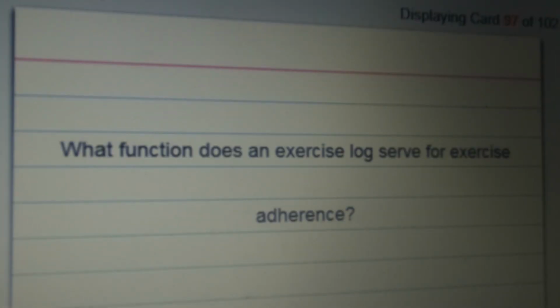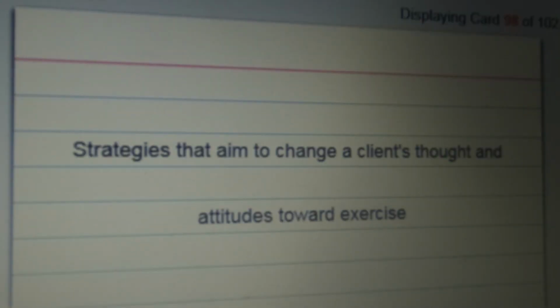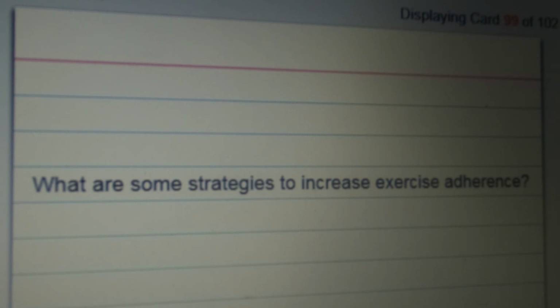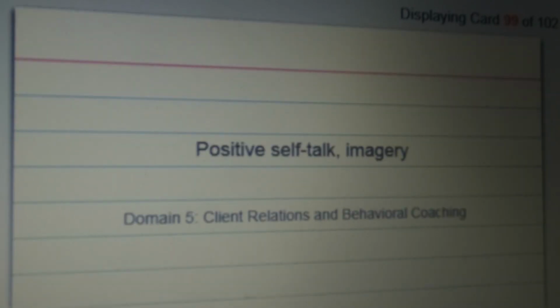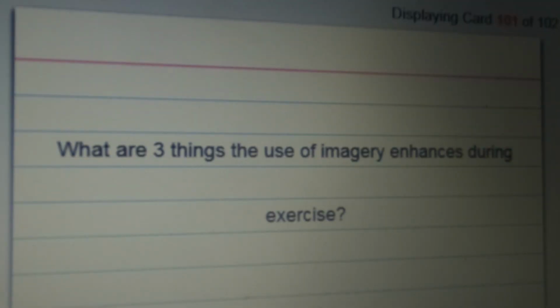Attainable. What function does the exercise log serve for exercise adherence? Self-monitoring. Strategies that aim to change a client's thoughts and attitudes towards exercise. Cognitive strategies. What are some strategies to increase exercise adherence? Positive self-talk. Imagery. Process that produces internalized experiences to support exercise adherence by visualizing things that pertain to goal attainment. Imagery.